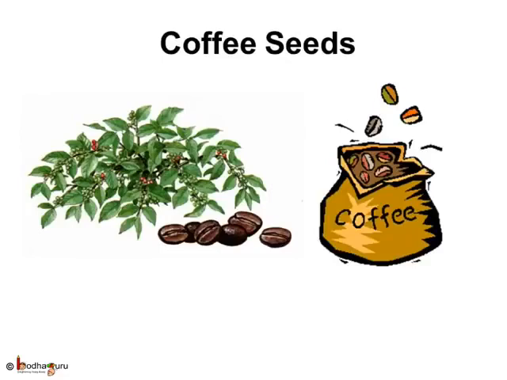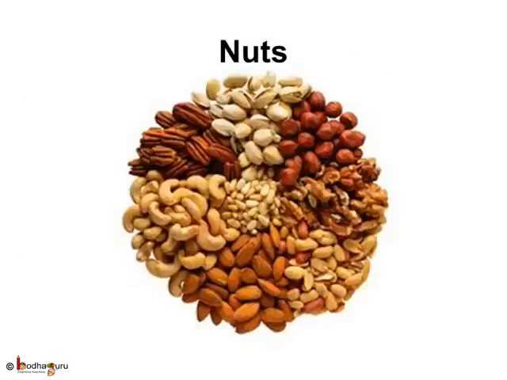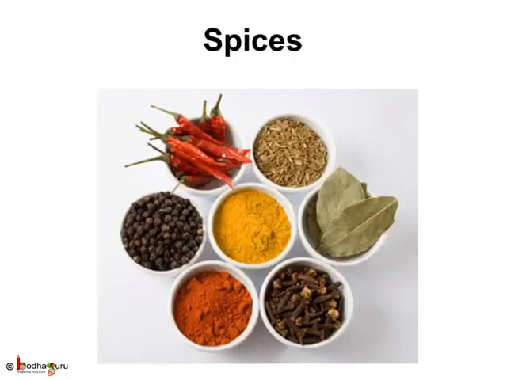How about coffee? Any guess? We get coffee from the seeds of the coffee plant. Many nuts we eat like cashew nuts, almonds, walnuts, pistachios are also seeds. Spices that add flavor to our food like pepper, cardamom, cloves, chili, etc. also come from the plants. A spice is nothing but a dried seed or a fruit or a root or a stem of the plant.